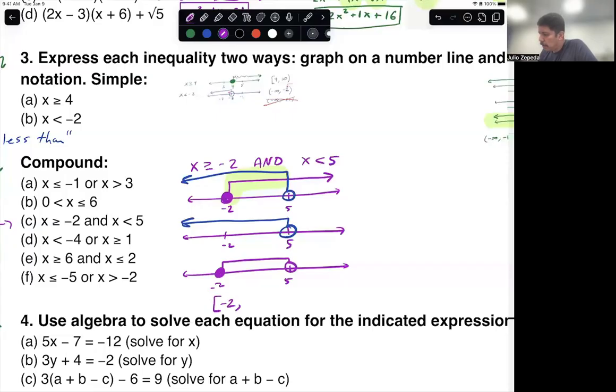Okay, all right, so the interval notation here would be a closed circle indicates a square bracket, -2, and then all the way up to 5, but we're not including 5, so we put a round parenthesis there.